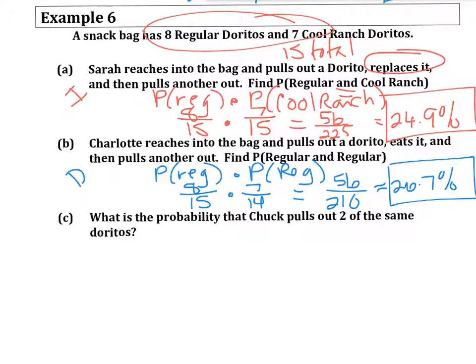Okay, lastly, it says, what is the probability that Chuck pulls out 2 of the same Doritos? What's very interesting about this is there's 2 different scenarios which will impact it. They could either both be regular or they could both be Cool Ranch. So we're looking for the probability of a regular and a regular, or the probability of a ranch and ranch.